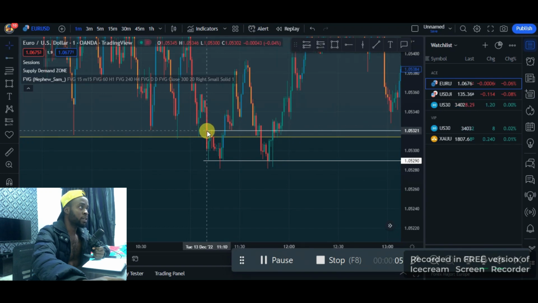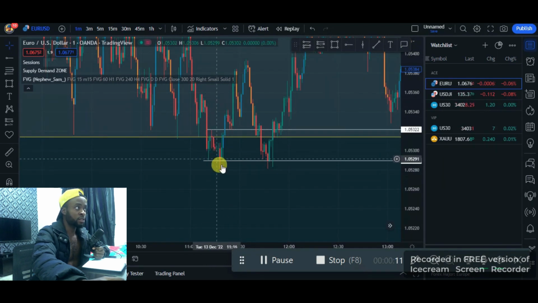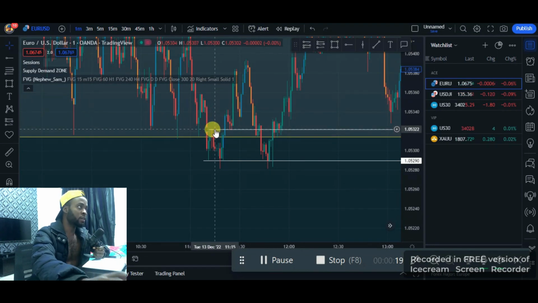So what is the swing high? The swing high is just the last high that price got to when it retraced before the manipulation of this low here, this low down here. So this is a change in character. This signifies a complete change in character, and I'm automatically looking for a buy.